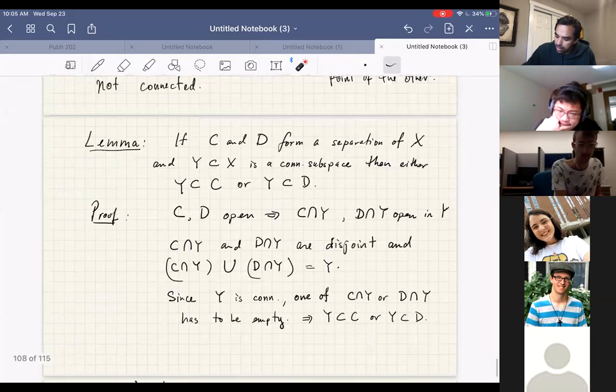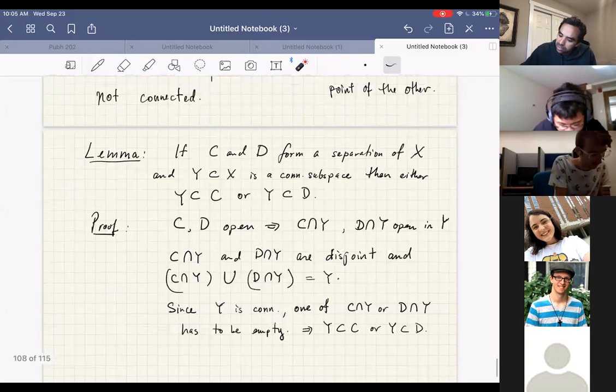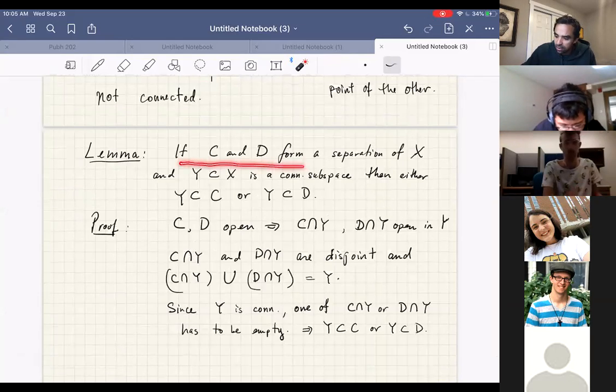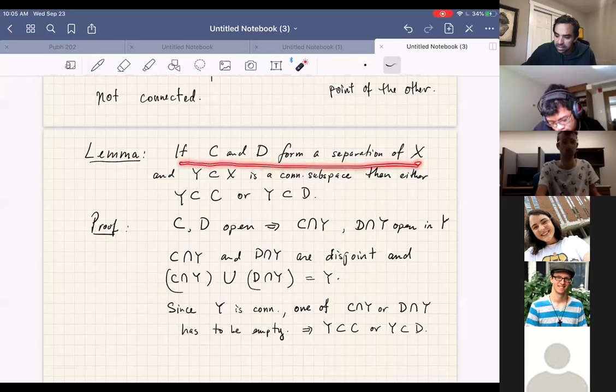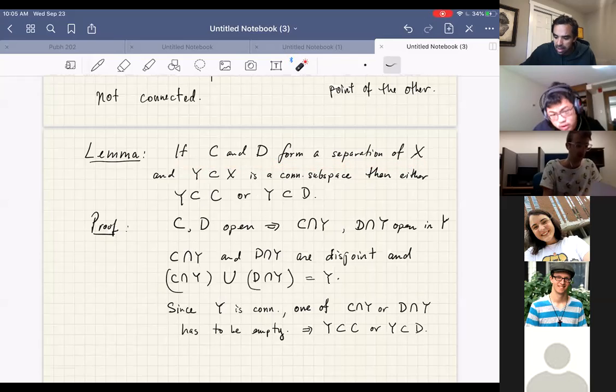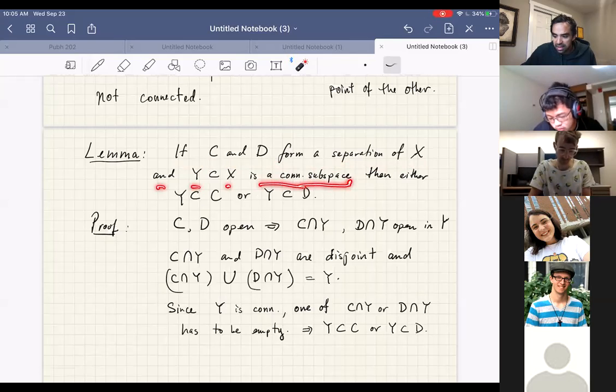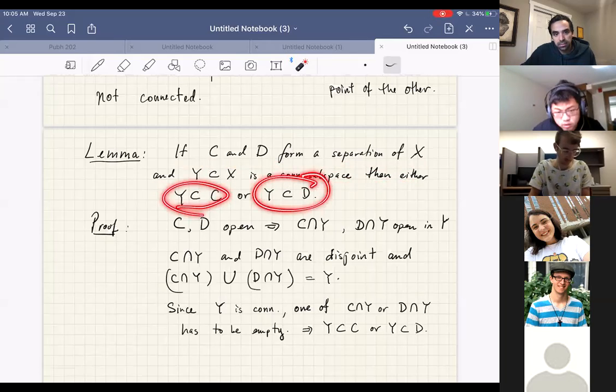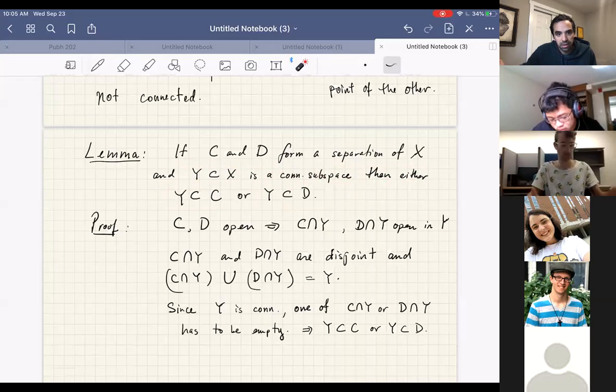Another little claim. So suppose C and D form a separation of a topological space X, and suppose Y is a subspace of X which is connected, then Y has to lie inside C or inside D. It's intuitively clear, right? Otherwise, we would get a separation of Y.